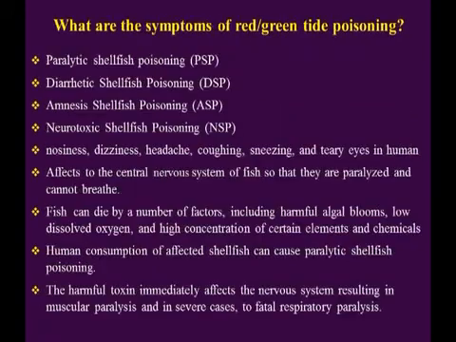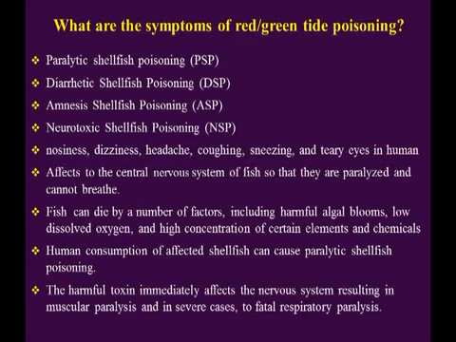What are the symptoms of red-green tide poisoning? Paralytic shellfish poisoning, diarrhetic shellfish poisoning, amnesic shellfish poisoning, neurotoxic shellfish poisoning, nauseousness, dizziness, headache, coughing, sneezing, and tearing eyes in humans. It affects the central nervous system of fish so that they are paralyzed and cannot breathe.